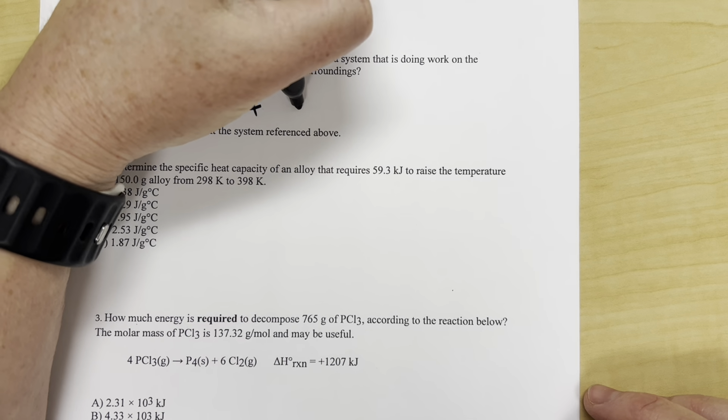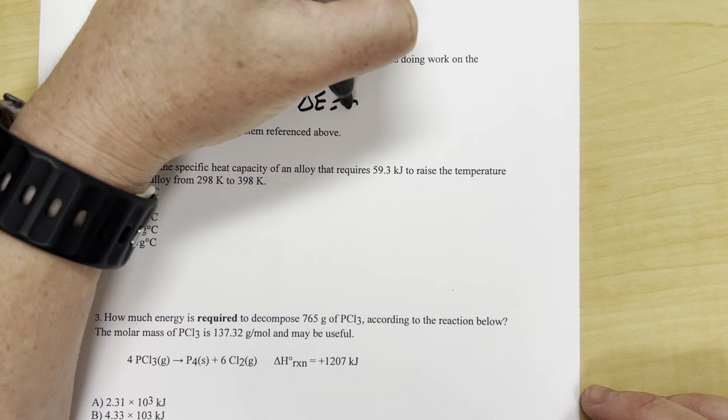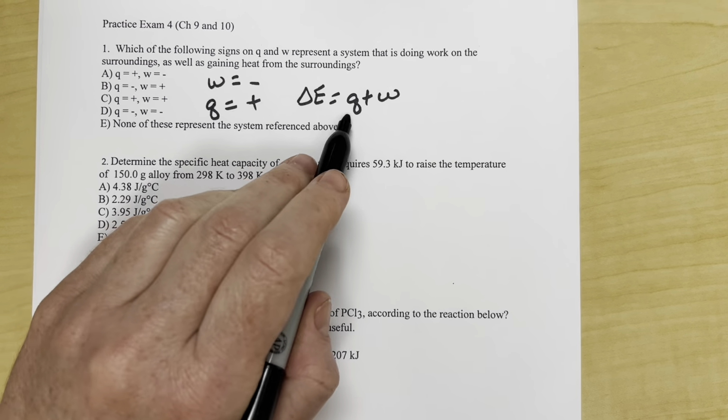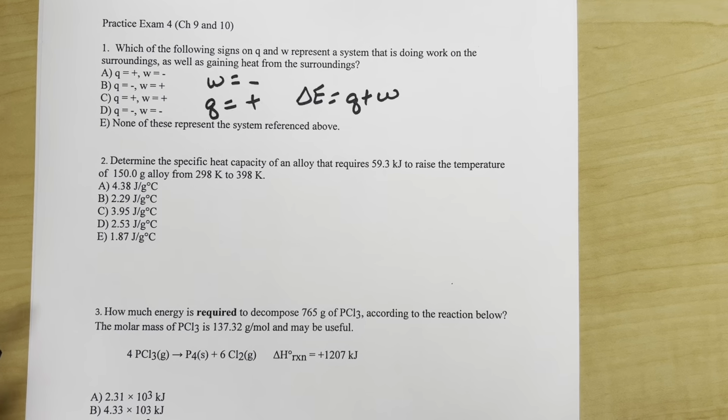Don't forget also that delta E equals Q plus W, in case that comes up. It's the amount of heat plus the amount of work. We did a problem in class about a car engine that let out a certain amount of heat and did a certain amount of work on the car. That's something to consider as well.